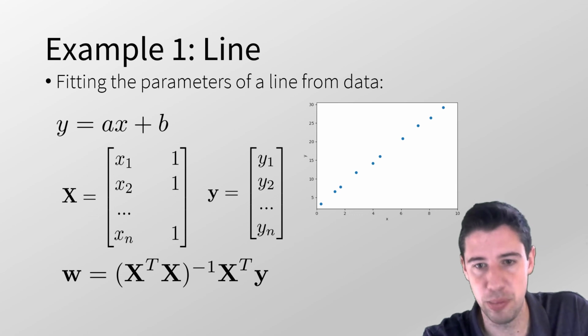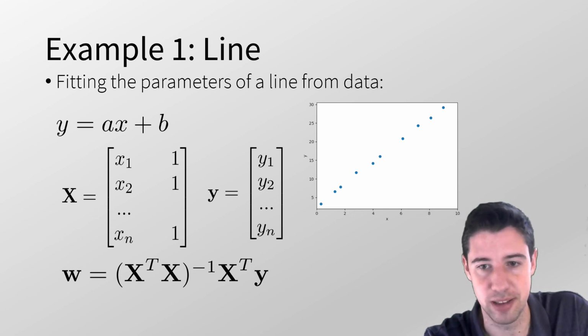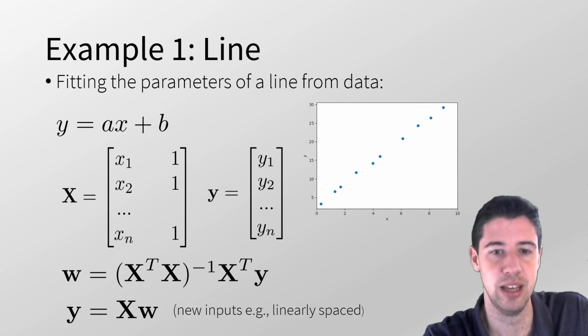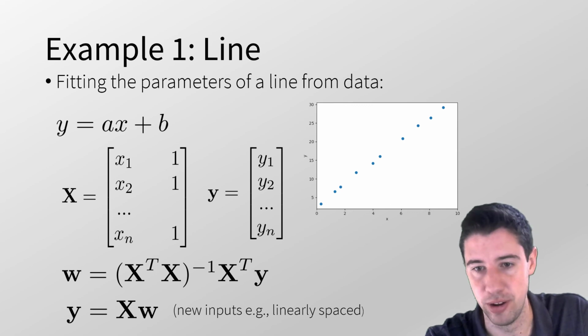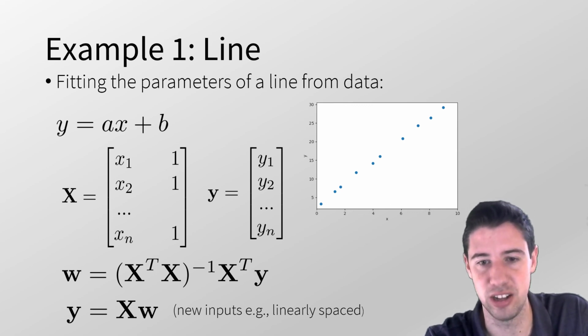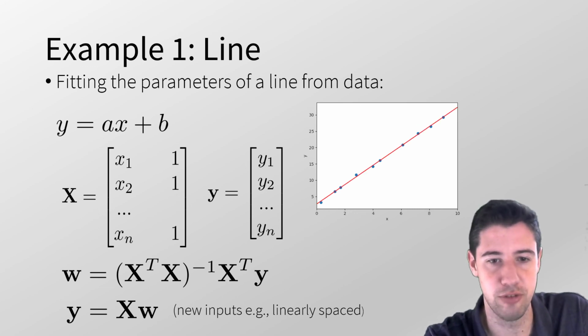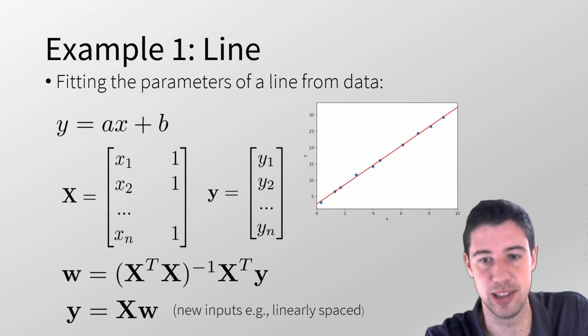Next, we plug our output and input into the least squares solution, from which we get a vector with two weights corresponding to the slope and y-intercept, respectively. Finally, we can create some new inputs, x, to plot our least squares solution. In this example, I used a linearly spaced set of values from 0 to 10. Plotting this result on top of our original data, we can see our least squares fit.